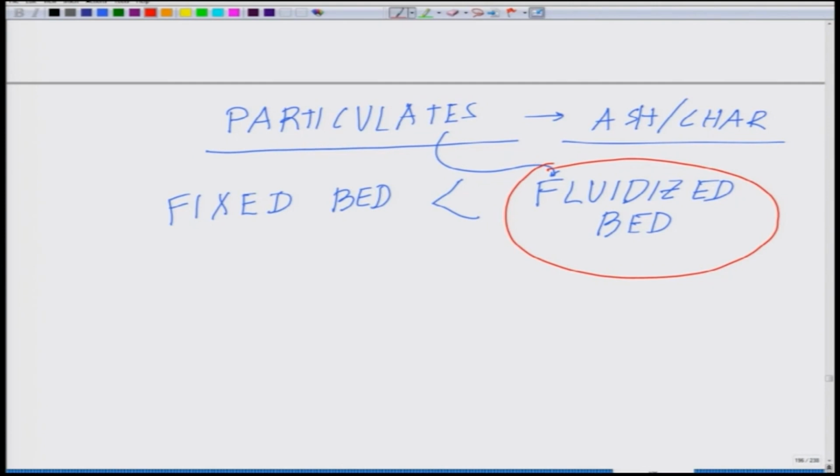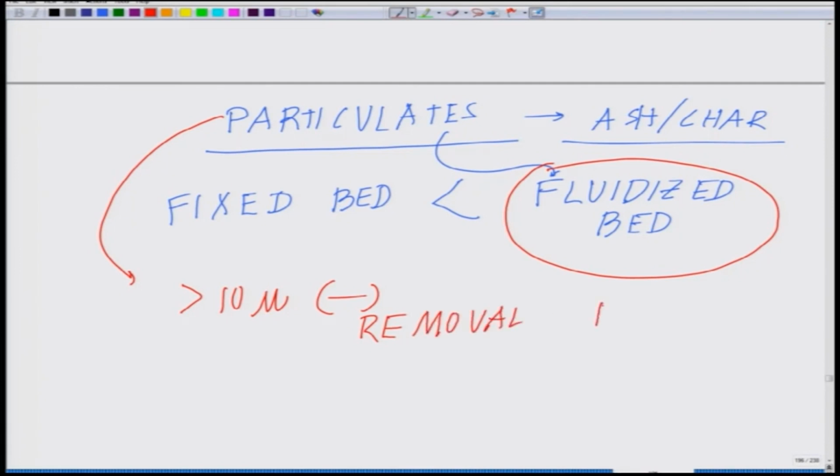Okay. And particulate is removed by conventional cyclones if the particulate size is... So, what are the removal techniques for particulates? If the particulate size is more than 10 micron, it could be removed by conventional cyclones. You have already been exposed to the cyclones, where the movement of all the reactants takes place, okay, conventional cyclones.